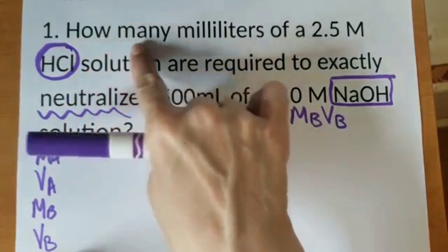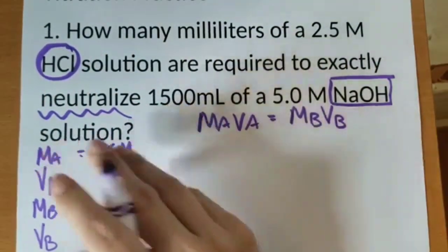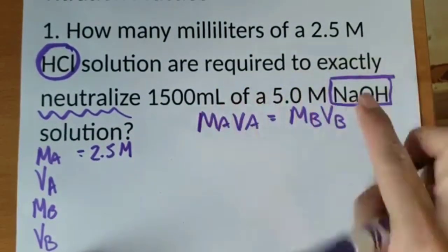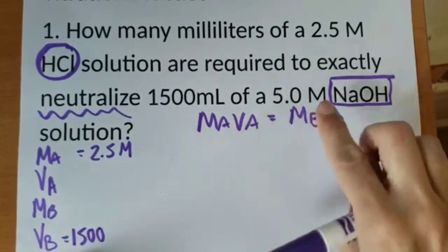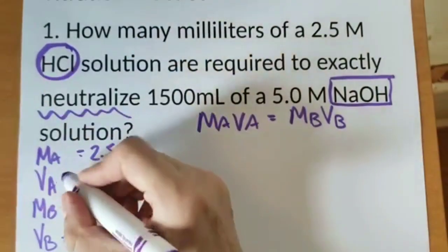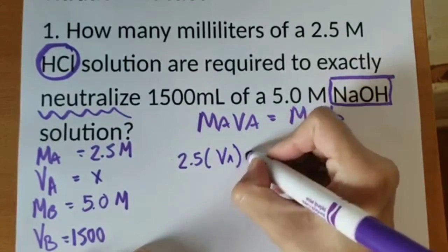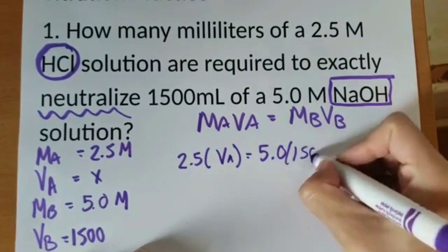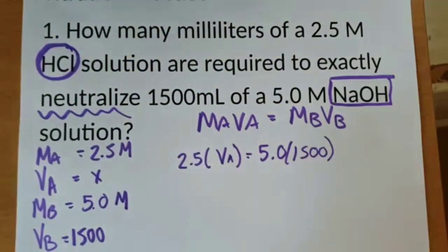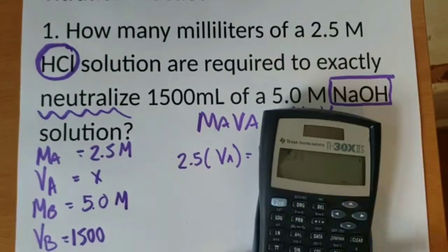And rereading the question, I know that I have 2.5 molar acid. That's the molarity of the acid. I have 1,500 milliliters of base. And I have 5.0 molar solution of base. So I'm looking for the milliliters of acid. So when I substitute into my equation, it should look like this. And then we simply put this into our calculators. My calculator gives me a value of 3,000.